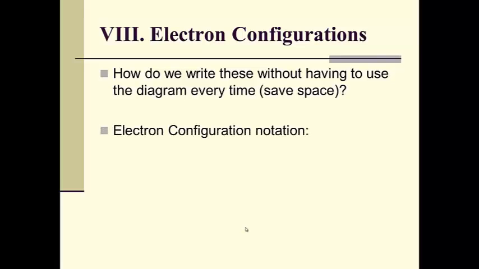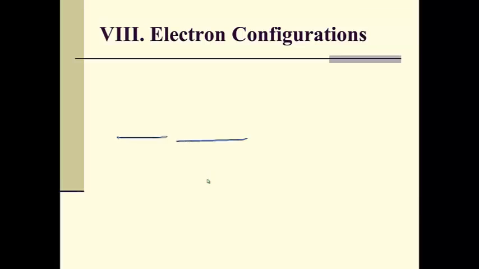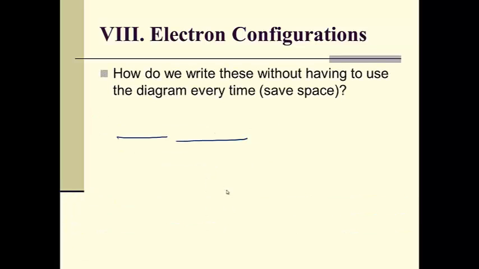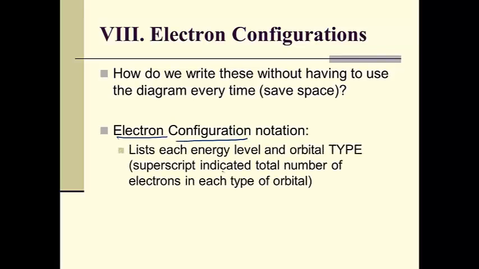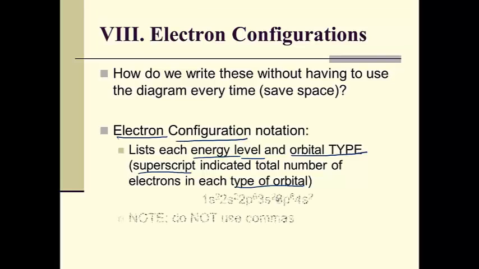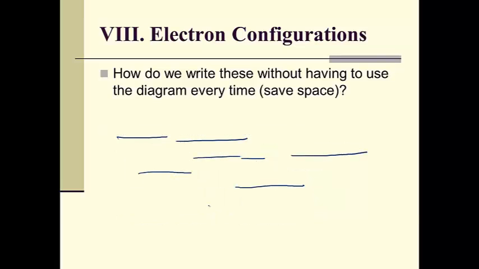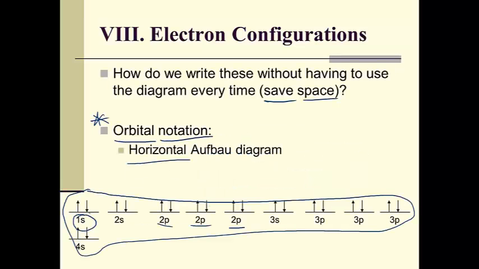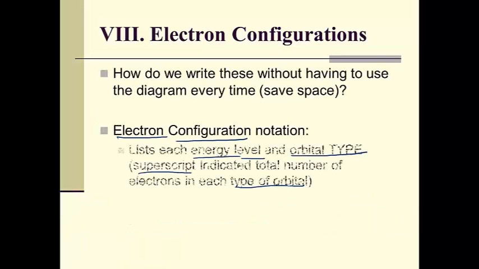Now, if they ask you for the electron configuration notation, the last one was the orbital notation. This last one still takes up a lot of space. So the electron configuration notation basically just lists each energy level, the orbital type, and as a superscript, you say how many electrons are in each of those orbital types. So this would be the configuration for calcium. Let's go back and take a look. 1s, this is the orbital type, there's 2 of them, so it becomes 1s2.